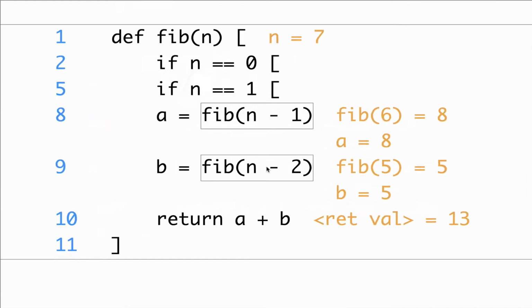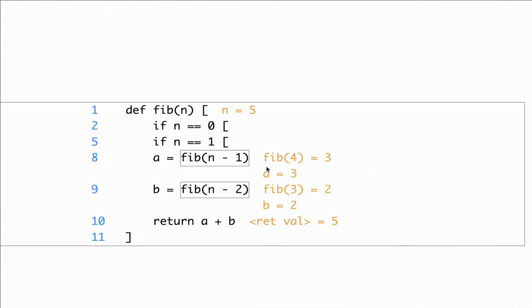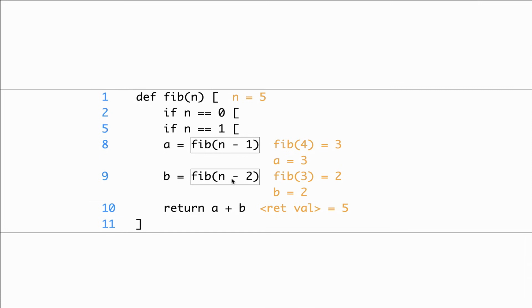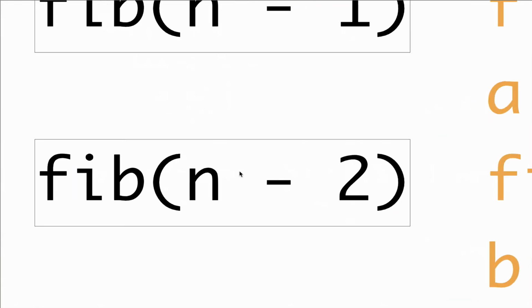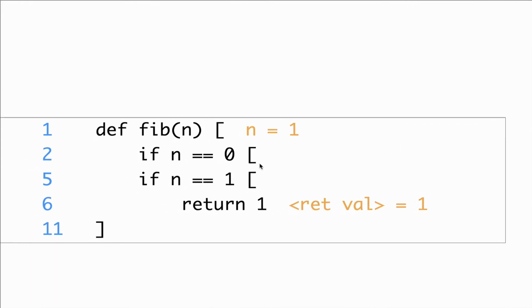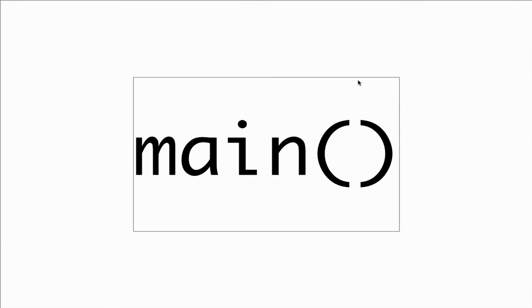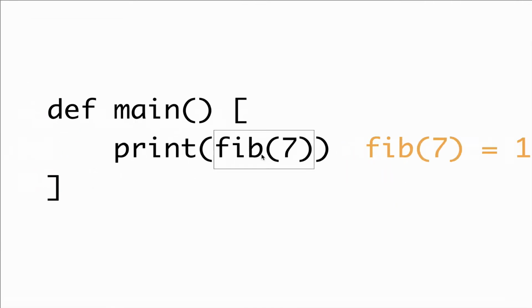We can zoom in further to the call of fib with n equals 5, and further to fib with n equals 3, and further still to fib with n equals 1. And here, finally, we reach the base case of the recursion, where the code simply returns 1. Let's contrast this with the implementation of the Fibonacci sequence that uses a loop.